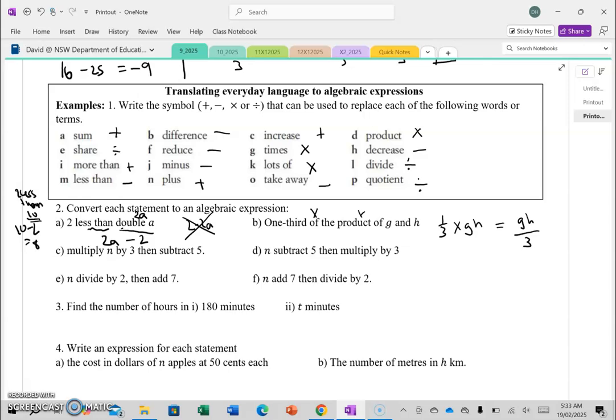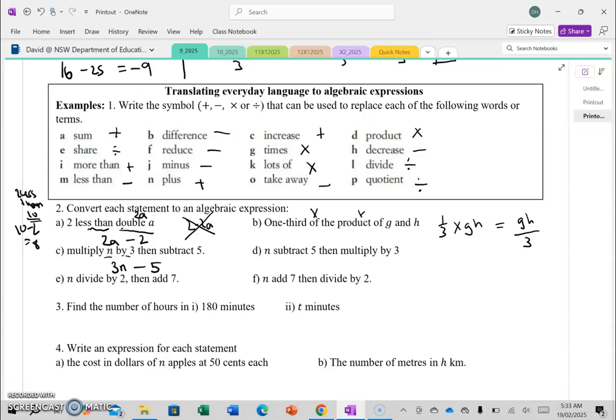N multiplied by 3, then subtract 5. Now when we multiply n times 3, the way we'd write that is we write the number in front, the letter at the back, and we hide the times, right? So it's 3n. Then we're subtracting 5. So to the answer of 3n, we're subtracting 5. Notice this is a different order to part A based on the different wording.